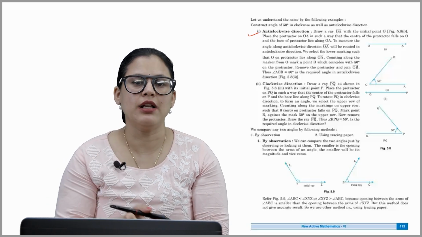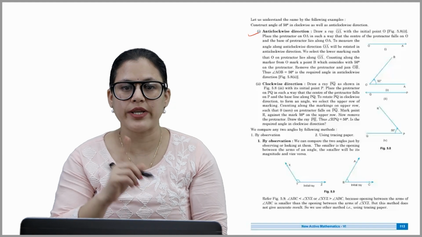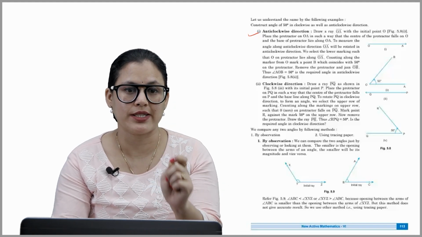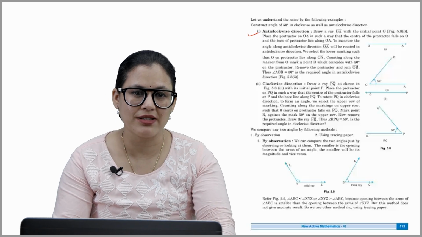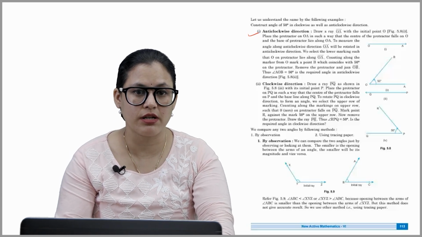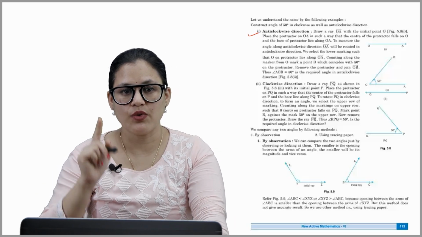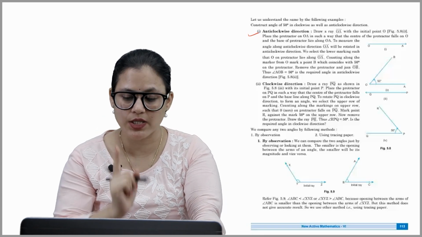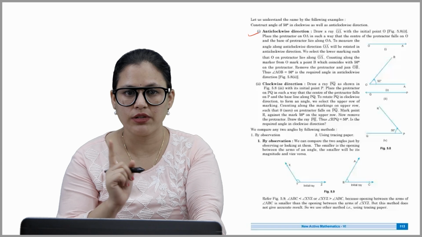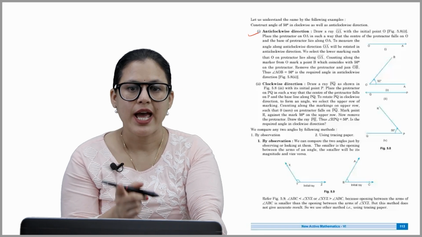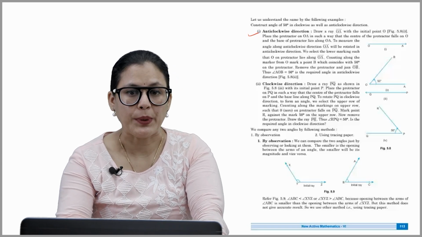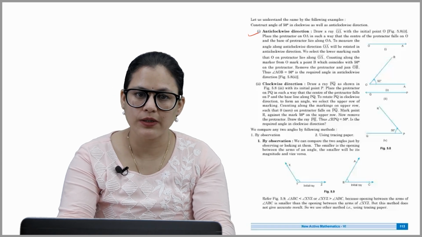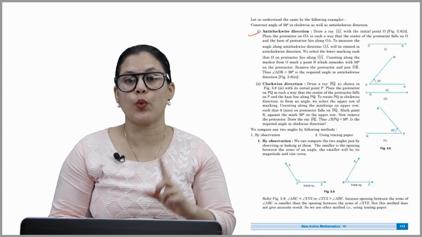To measure the angle along the anti-clockwise direction, OA will be rotated in the anti-clockwise direction. We select the lower marking such that 0 on the protractor lies along ray OA. Counting along the marker from O, mark a point B which coincides with 50 degrees on the protractor. Remove the protractor and join OB, ray OB. Thus, angle AOB is equal to 50 degrees, the required angle in anti-clockwise direction.